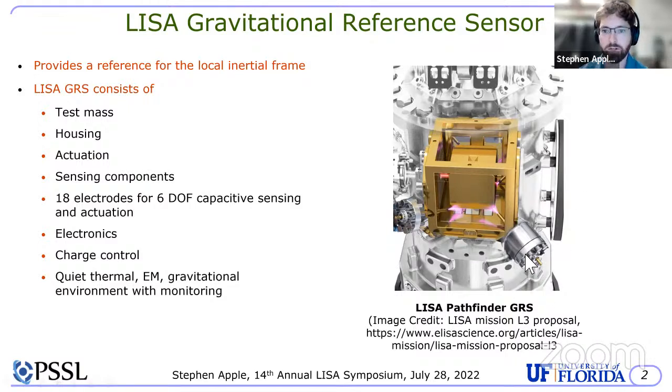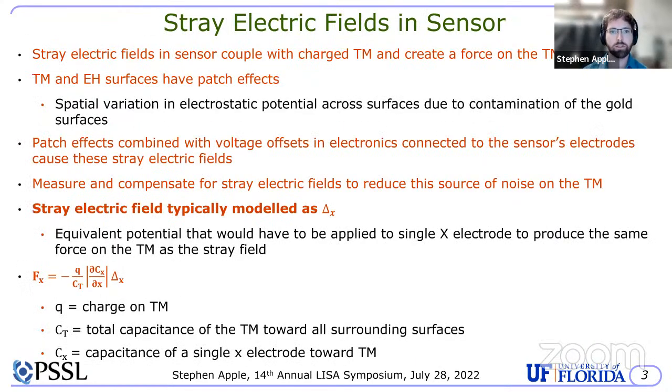And it also includes UV light injectors for a contact-free method of test mass charge management, which you can see kind of on the corners here, these light injectors. So overall, the GRS, along with LISA's drag-free control system, will help provide an ultra-quiet environment for the test mass, such that it's following a purely geodesic orbit and free-floating. So today I'll be talking about one source of noise on a LISA GRS, which is stray electric fields in the sensor. And stray electric fields can couple with an electric charge on the test mass and create a force that perturbs the test mass from its purely geodesic orbit.